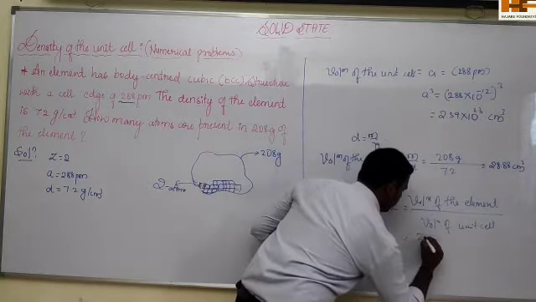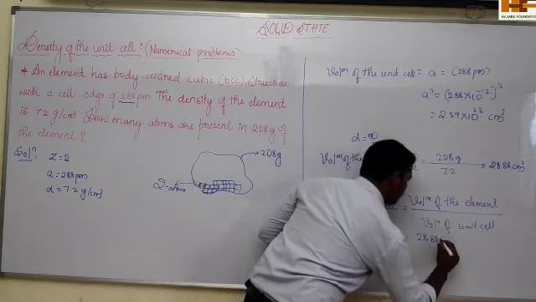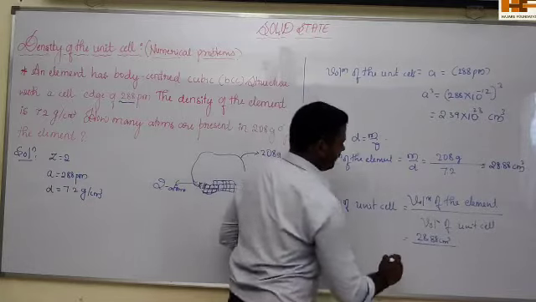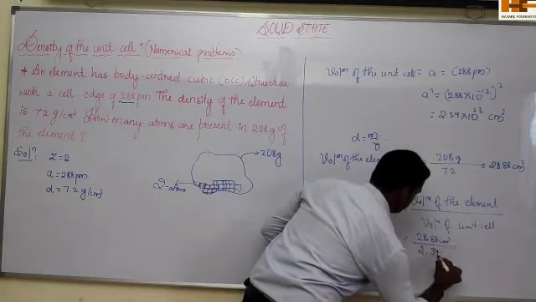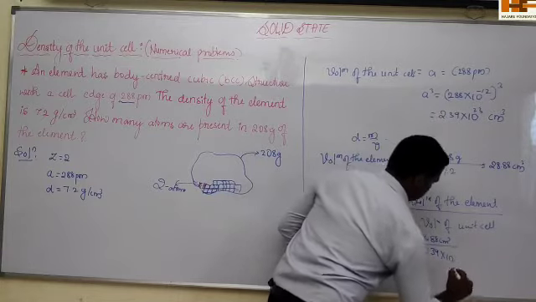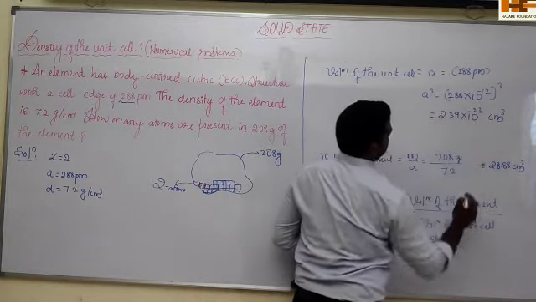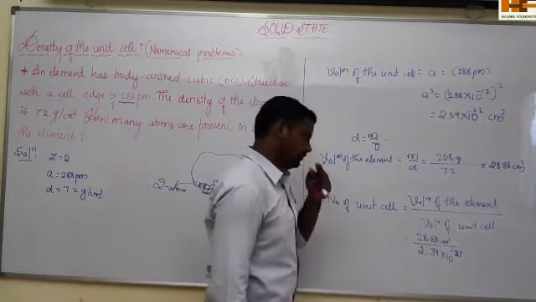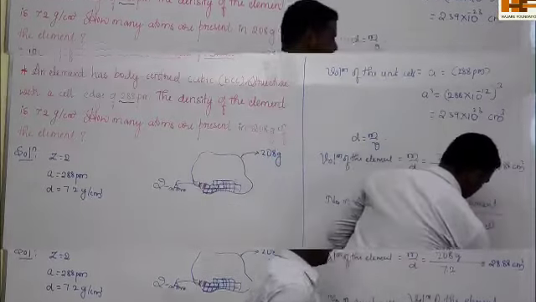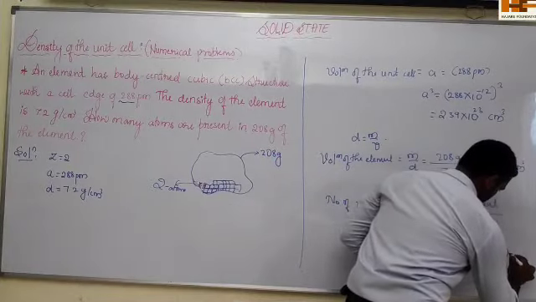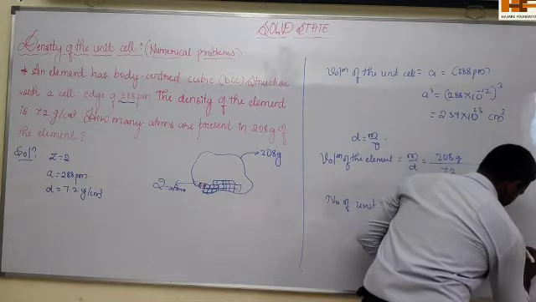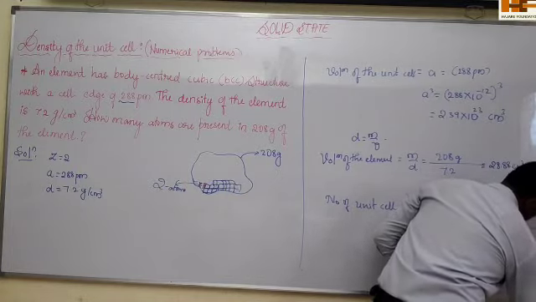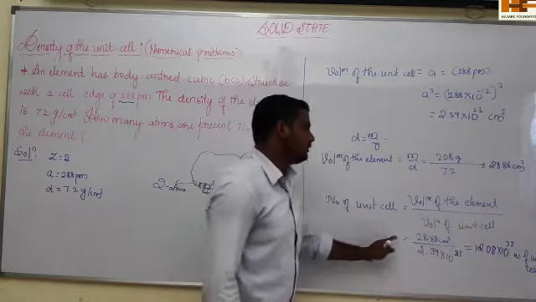So the volume of the element is 28.88 cm cube, divided by, what is the volume of the unit cell? That is 2.39 into 10 to the power minus 23. Okay. So simplify this. What answer will you get? 12.08 into 10 to the power 23 number of unit cells. So now I got the total number of unit cells.